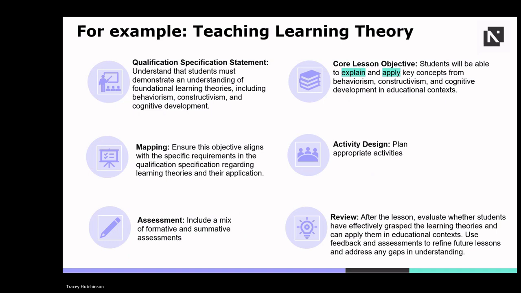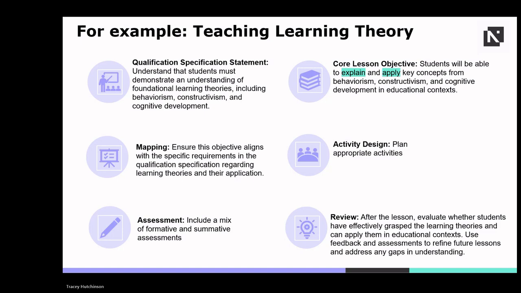Okay, so I'm going to move on to a more specific example here, and this is an example from education and early years in terms of teaching learning theory. So this is an example of how you can really apply those key areas to your lesson planning. Initially, we're going to look at a qualification specification statement, and here we have: students must demonstrate an understanding of foundational learning theories, including behaviourism, constructivism, and cognitive development.